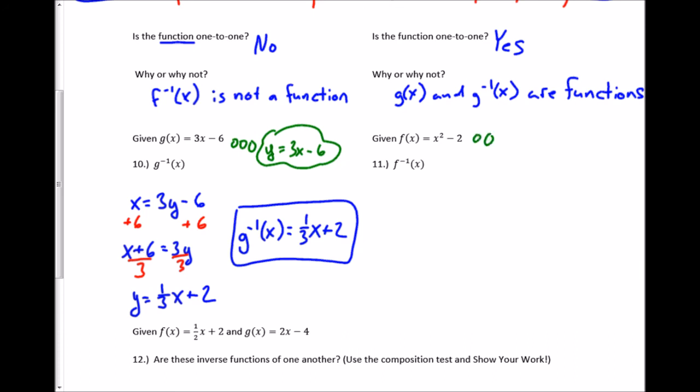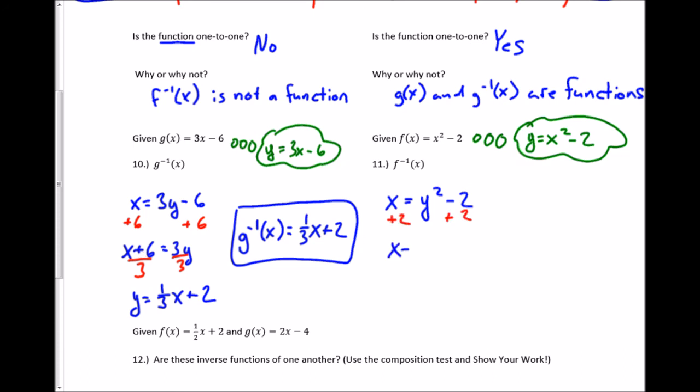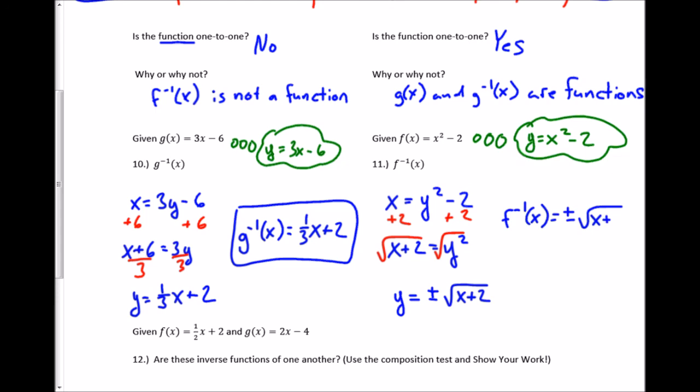I'm going to do the same thing with the next one. Again, I think of this in terms of x and y because I'm just going to switch the x and the y. So that's y equals x squared minus 2. So I switch the x and the y. I rewrite this as x equals y squared minus 2. And now I'm going to write it in terms of y. I add the 2 to each side. So I find out that x plus 2 equals y squared. I take the square root of each side. And this is where I have to be very careful. So I'm left with y equals, since I took the square root of each side, it's going to be plus or minus the square root of x plus 2. And that plus or minus is very important. So back in function notation now, I've got my plus or minus square root of x plus 2. And that's it.